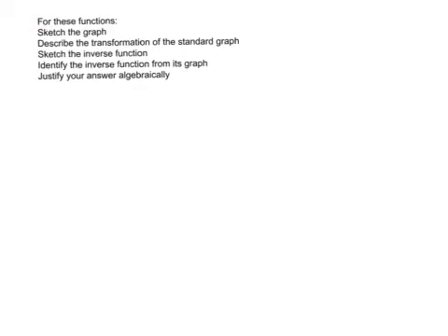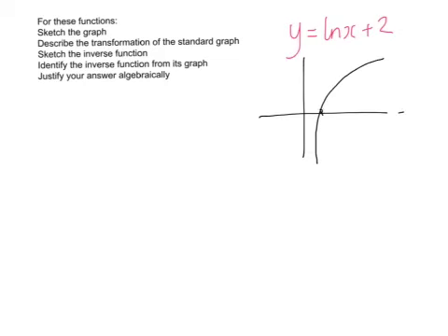Okay, right, try another one. So this time we're going to start with y equals ln x plus 2. First thing to do is to draw a sketch of that. So we'll start with the graph of ln x, which is like that, crossing at 1, with an asymptote at the y-axis.